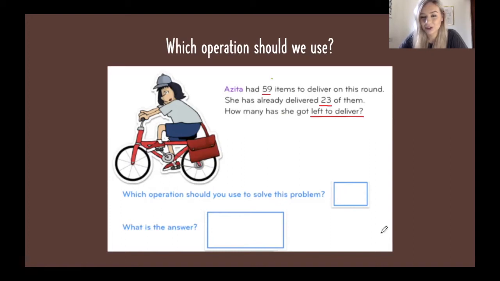Well done for having a go at this question. So you should have worked out, because you're finding how many she's got left to deliver, we're kind of finding the difference again between these numbers, which means that we will be doing subtraction. She's already delivered 23 of them. We need to see how many she has got left. So let's do our column method again. I'm going to do 59. I'm going to take away 23 because she's already delivered these ones. Let's start in my ones column. 9 take away 3 is 6, and 5 take away 2 is 3. So my answer should have been 36. Well done if you managed to get that right.